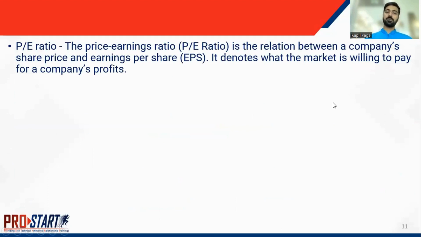PE ratio, the price to earnings ratio, is the relation between the company's share price and the earnings per share. So the amount that the market is willing to pay for this company's profits or earnings is what is calculated by the PE ratio. So for the price, earnings should be higher. If you are receiving a lot of earnings and you have to pay a very low price for it, that is a considerably better scenario. Hence, the PE ratio should be on the lower side, right?